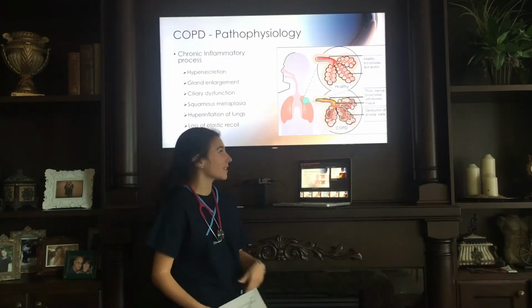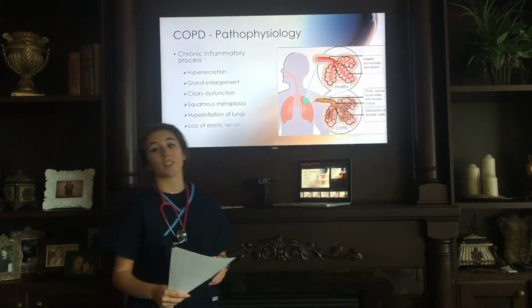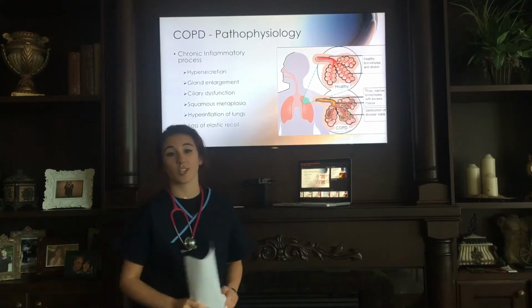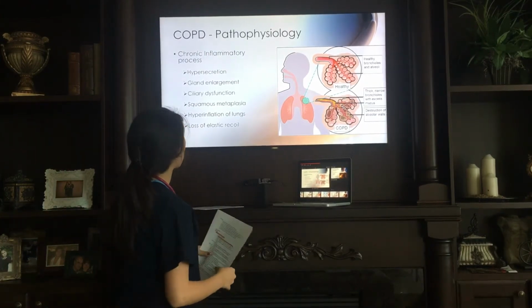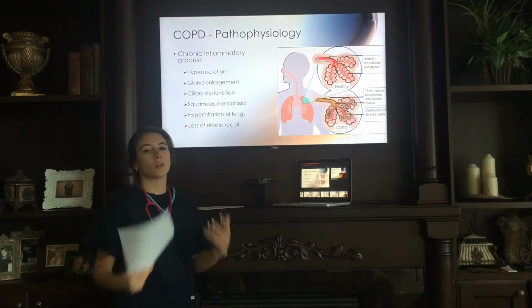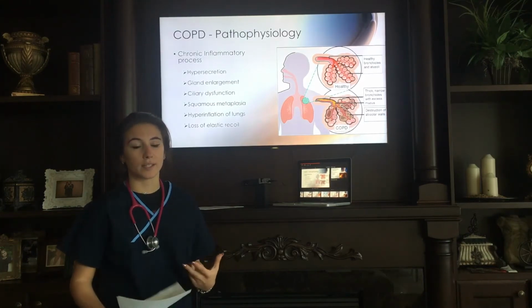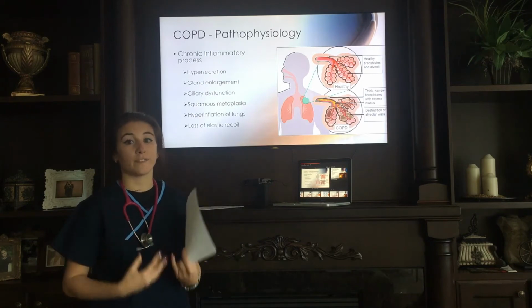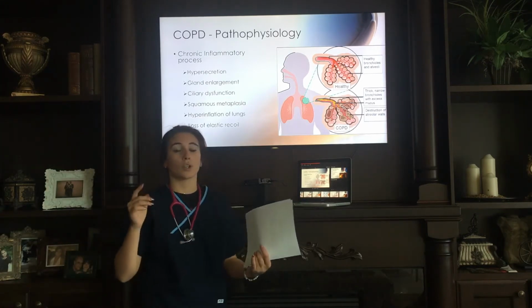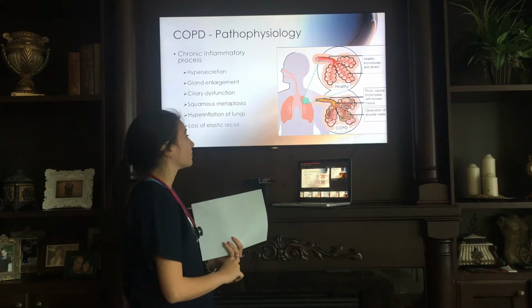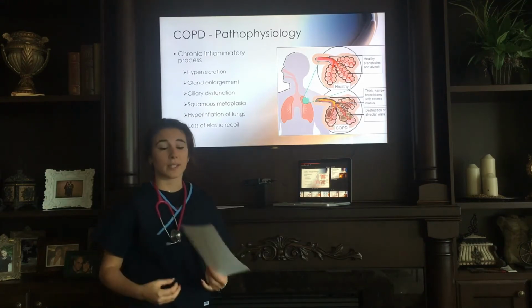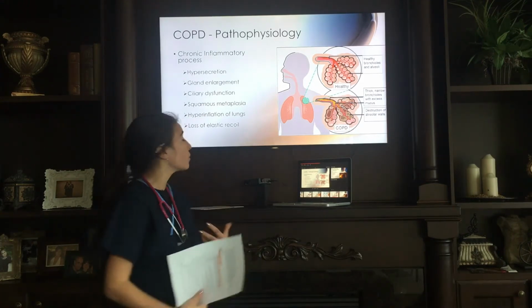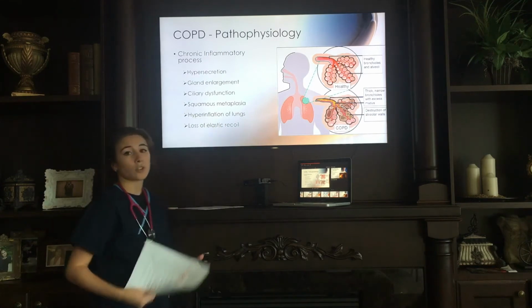My name's Alexa, and we're going to start off with the pathophysiology part of the presentation. So first we're going to start off with COPD. We know that it's a chronic inflammatory process. And what does that mean? That the bronchioles, anything that's part of the lung, is inflamed, right? So that can go to your arterioles, it can go to your alveoli and your bronchioles. It's all inflamed. There's excess mucus production, as we see here, so it's hypersecretion.